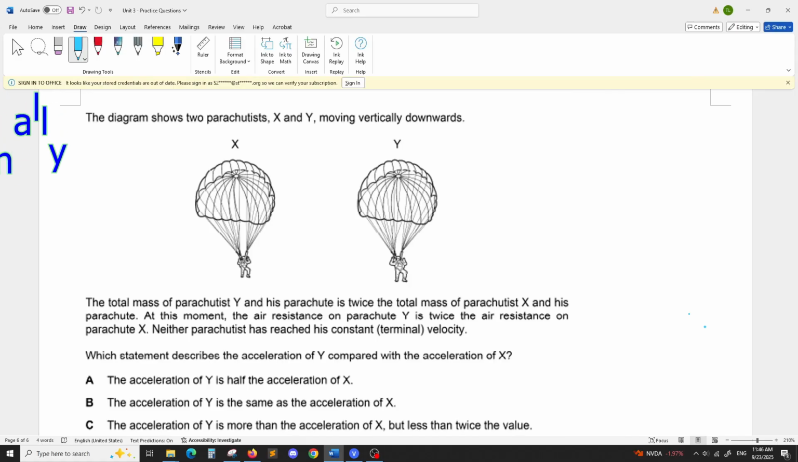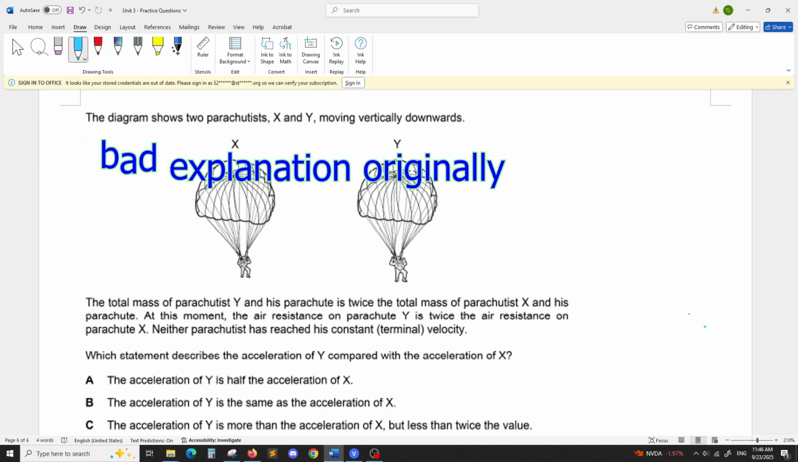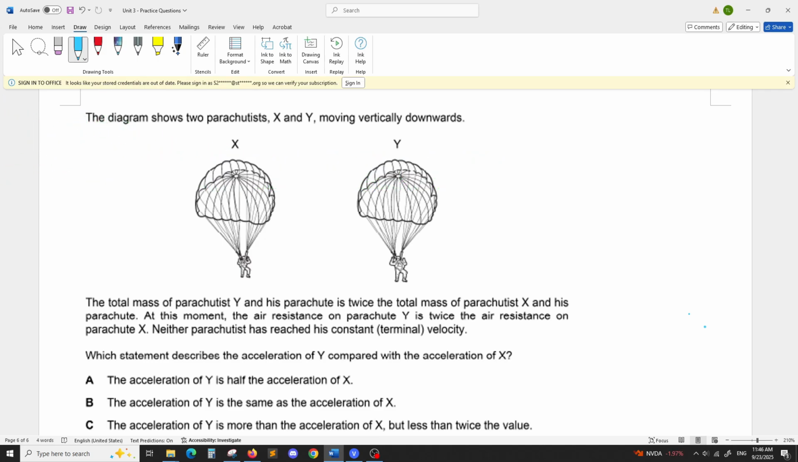Okay, so this is the last problem. The diagram shows two parachutists X and Y moving vertically downwards. The total mass of parachutist Y and his parachute is twice the total mass of parachutist X and his parachute. At this moment, the air resistance on parachute Y is twice the air resistance on parachute X. Now that the parachutes have reached constant terminal velocity, which statement describes the acceleration of Y compared to the acceleration of X? Okay, so we can draw the free body diagram.